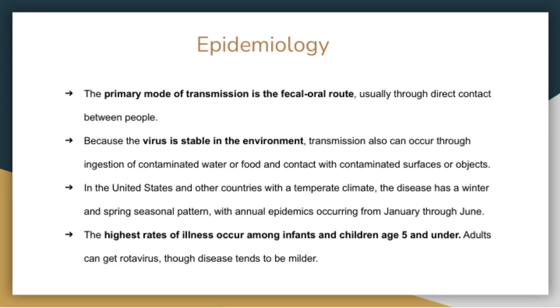In temperate regions like the United States, we see a seasonal pattern, with most cases occurring during the winter and spring months, and outbreaks typically happen from January through June. It's important to note that the highest rates of illness are among infants and children under the age of 5. While adults can also contract rotavirus, their cases tend to be milder. This epidemiology pattern helps us understand the importance of prevention efforts, especially in young children, to control the spread of the virus and protect vulnerable populations.